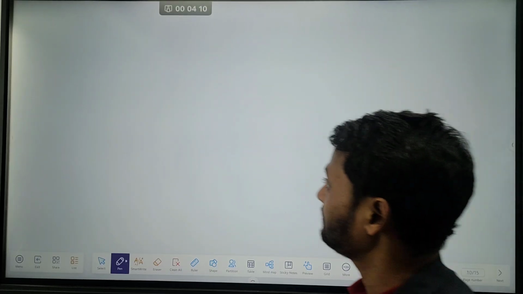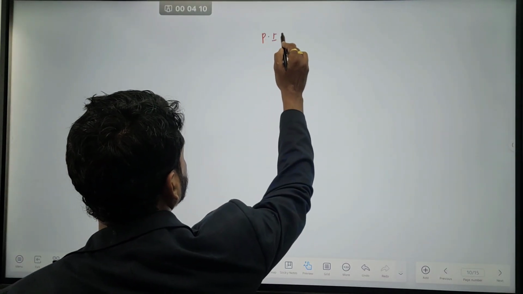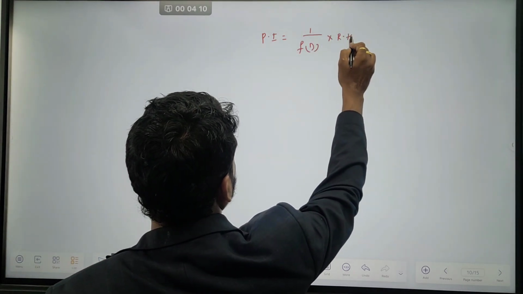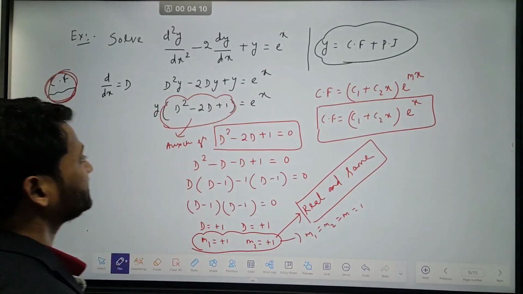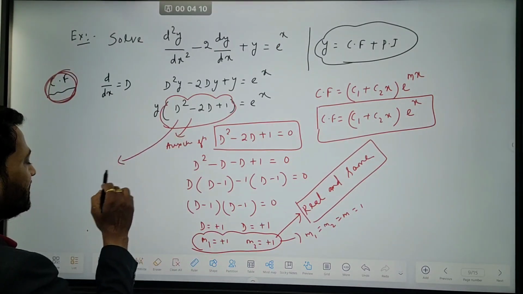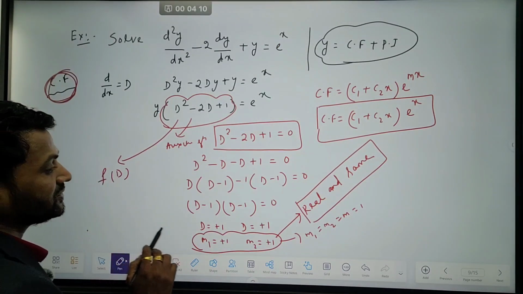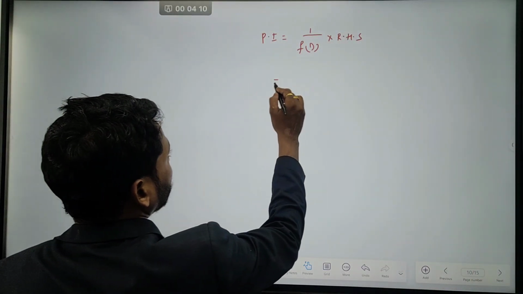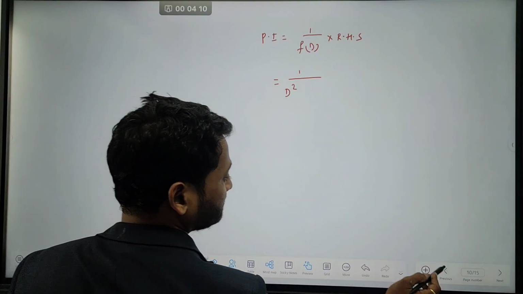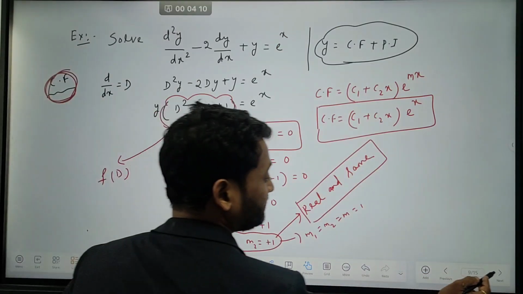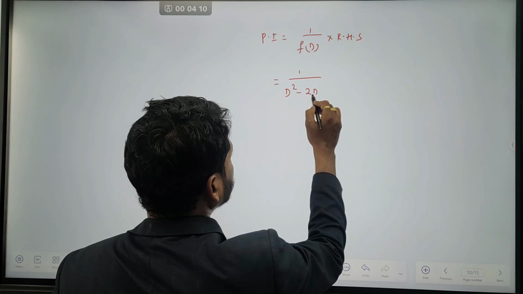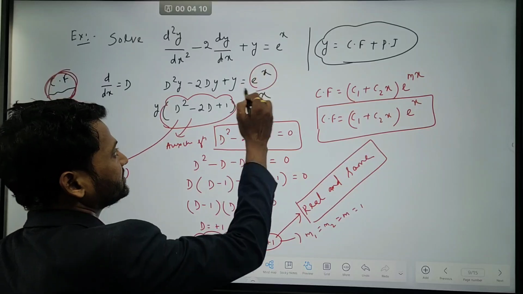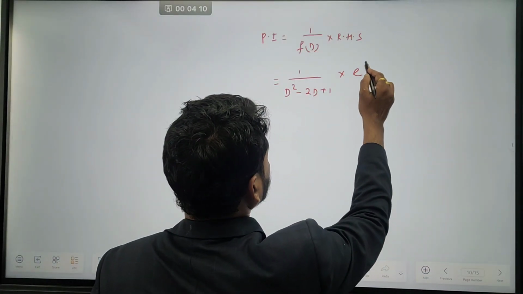Next, coming to PI. What to do for PI? Look, what is the standard formula for PI? The standard formula for PI is 1 by f of D into RHS of the differential equation. So we have to check what is f of D. This auxiliary equation is your f of D. Understood? So that is d square minus 2d plus 1. So 1 by d square minus 2d plus 1. And what about its RHS? RHS of that equation is e to the power x.